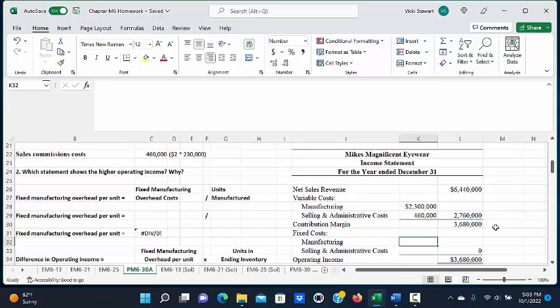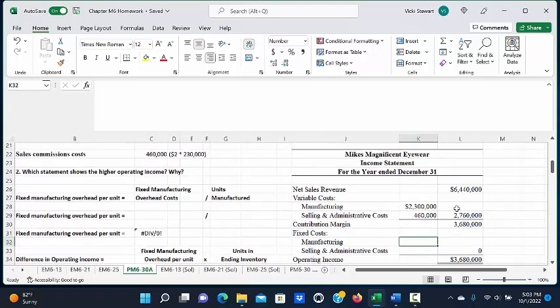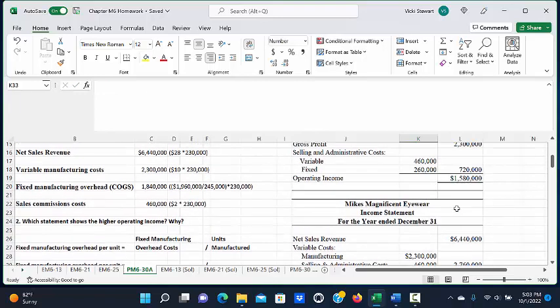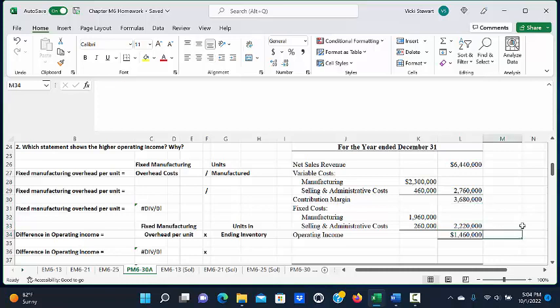contribution margin of $3,680,000. And from that, we're going to subtract all of our fixed costs. So our manufacturing fixed costs were equal to $1,960,000. And our fixed selling and administrative costs were $260,000. So our total fixed costs were $2,220,000, which, when we subtract that from contribution margin, gave us operating income of $1,460,000. In part 2, it asks us which statement shows the higher operating income and why.